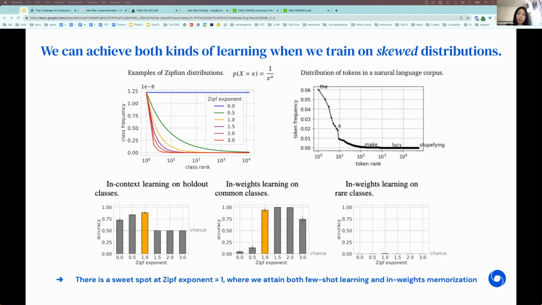So when we trained on Zipfian distributions with various degrees of skew, we found that there was this sweet spot at the Zipf exponent of 1, where we did indeed achieve in-context learning as well as in-weights learning of the common classes. This was one of my favorite results from this paper. And the intuition here is that the common classes are seen frequently enough that they can be memorized, while you also have this long tail of rare classes that induces an in-context learning ability in the model. Intriguingly, I don't want to put too much emphasis on this, but a Zipf exponent of 1 corresponds approximately to the skew in many natural languages, including English.